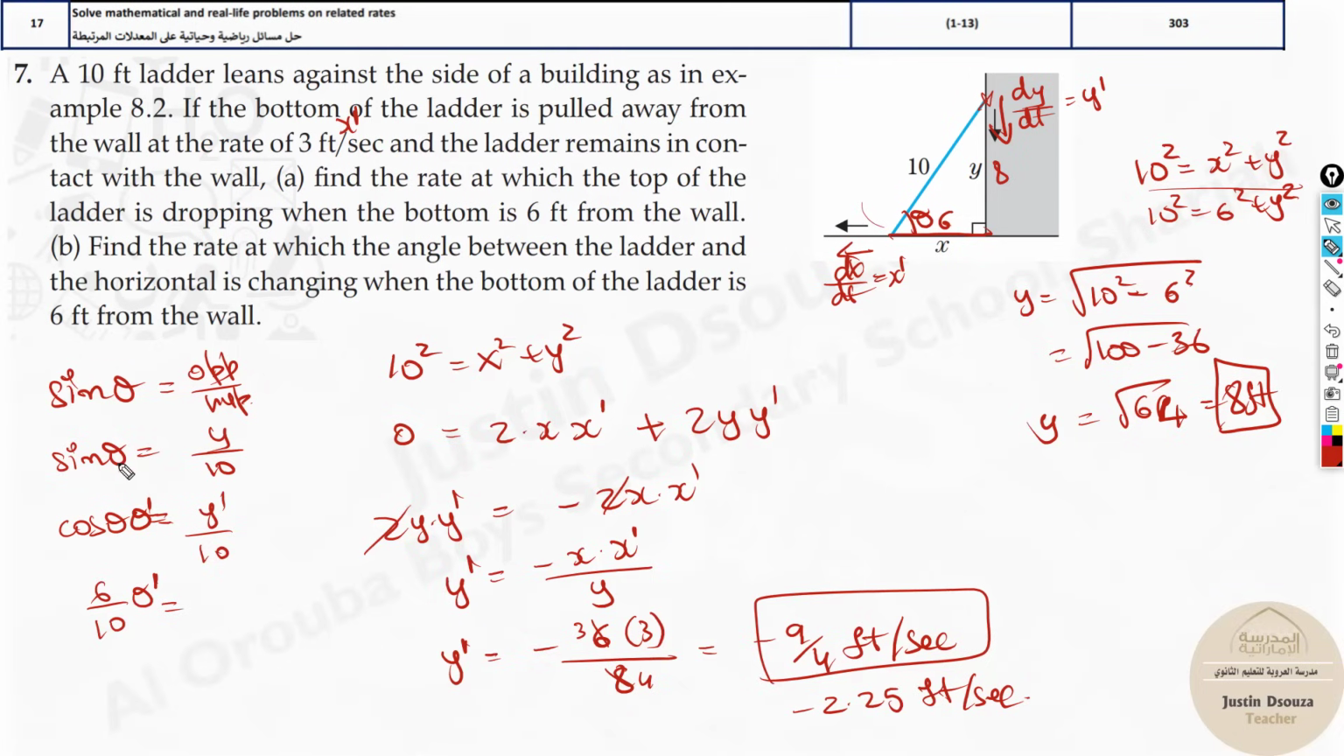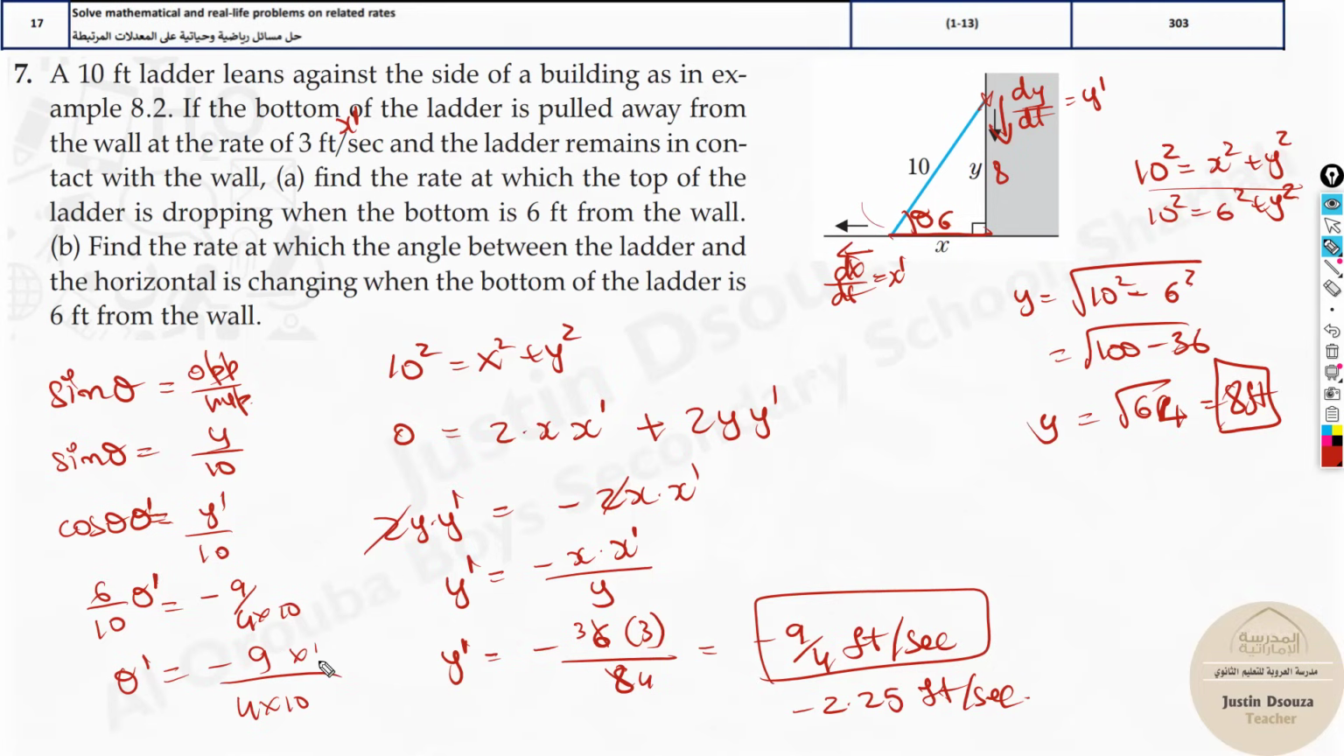Why are we doing this? To find the rate of the theta, right? Rate of angle. So sine theta would be cos theta into theta dash, by implicit differentiation. Here cos theta is 6 by 10, adjacent by hypotenuse. And what is the y dash value? We just now found it, right? It is negative 2.25, or you can just write it as negative 9 by 4, divided by 10. Now this goes to the other side. So theta dash will be minus 9 by 4 into 10.